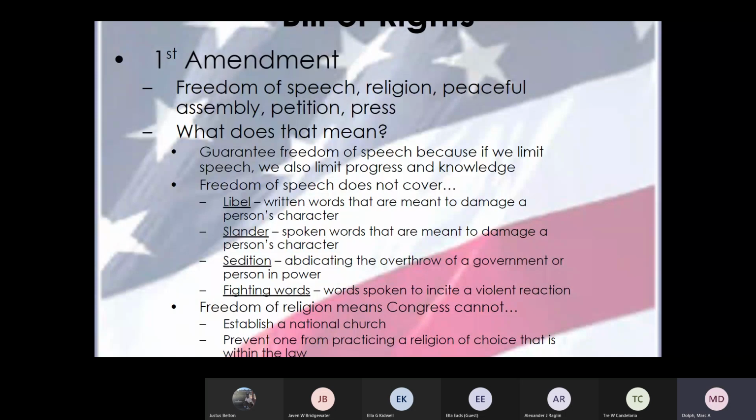I think that for the most part, this is an amendment that most people would look at and be like, all right, it's a pretty good amendment, right? We don't really do too much with that. Pretty solid one. I think we're good with the First Amendment for the most part.